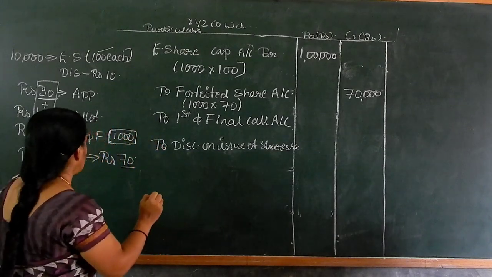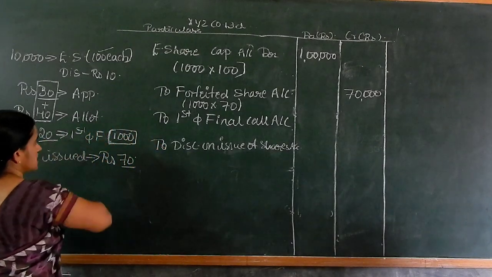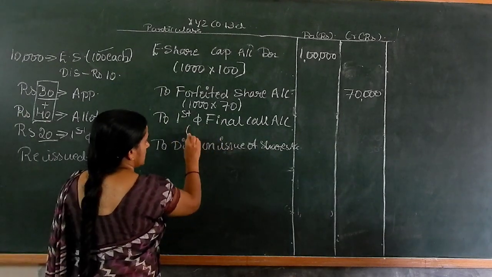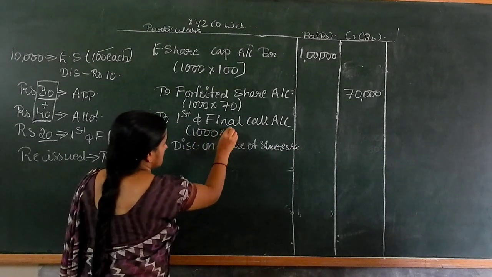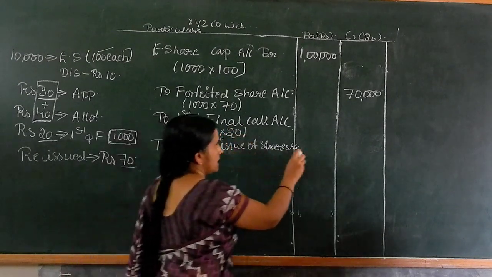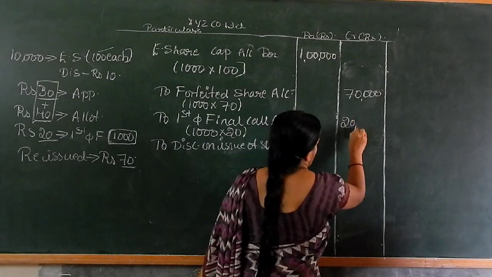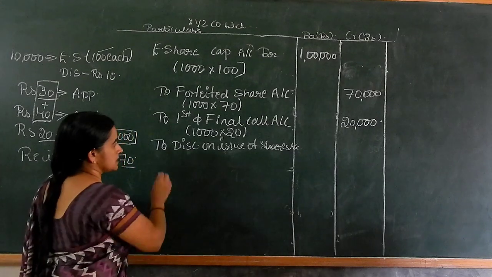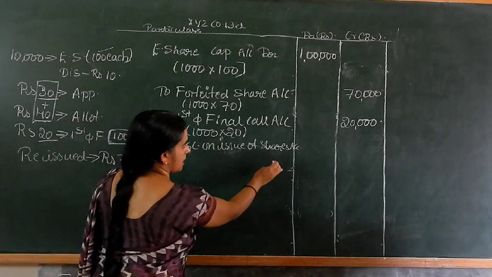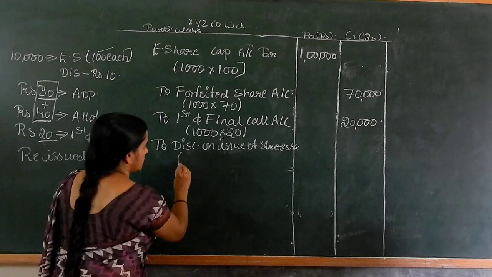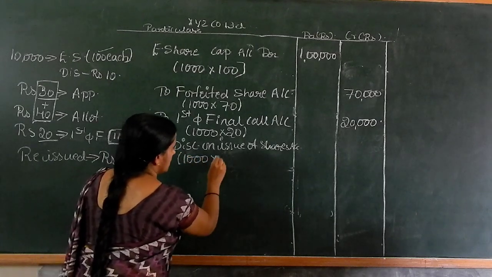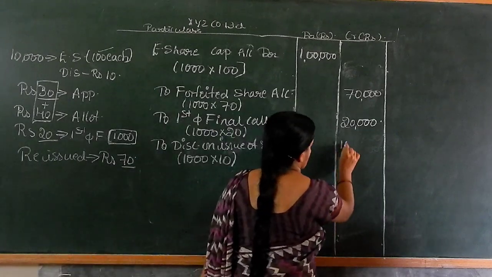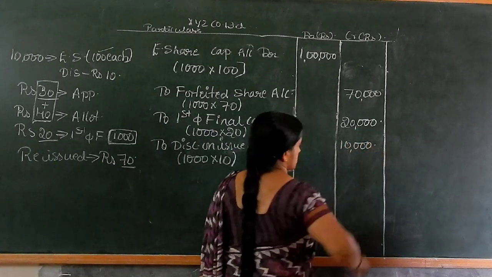So next, first and final call. The first and final call amount is not received, so that will be credited to first and final call account. That is 1000 into 20, that is 20,000. And to cancel the discount amount, discount on issue of shares account will be credited. So what is the amount here? That is 1000 into the discount amount of 10, that is 10,000.